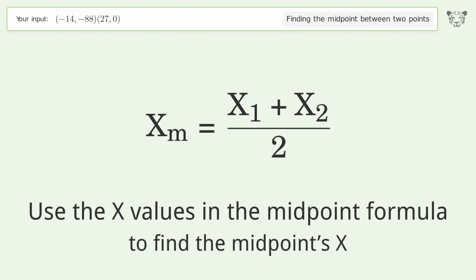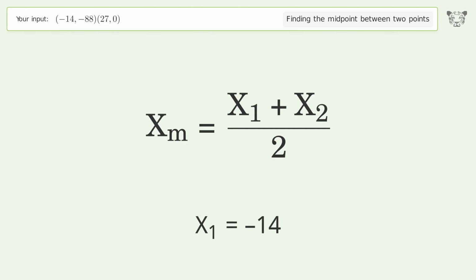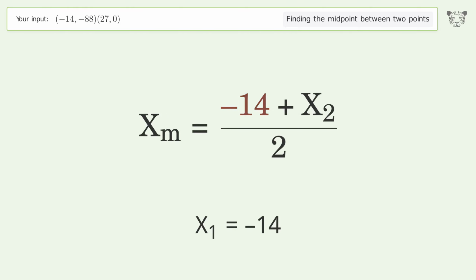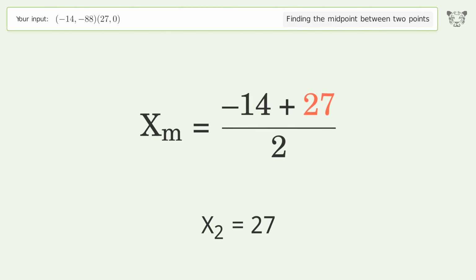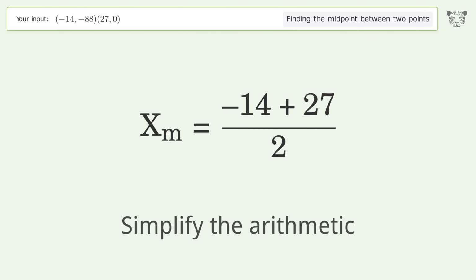Use the x values in the midpoint formula to find the midpoint's x. x1 equals -14. x2 equals 27. Simplify the arithmetic.